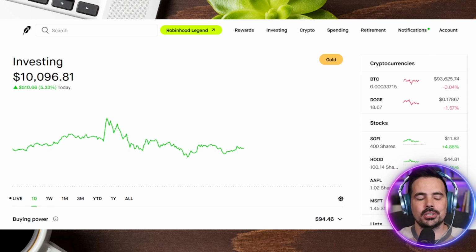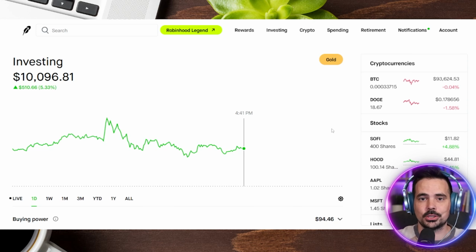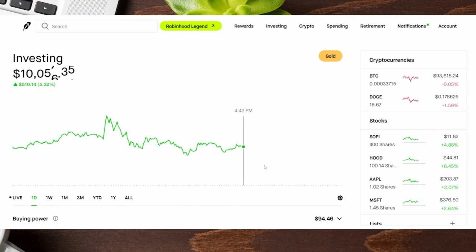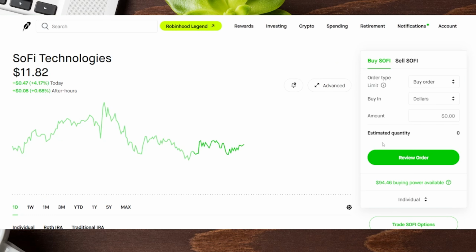All right, so we hopped over here on the desktop so we can follow along step by step as we go through this. I'm currently using Robinhood, but most brokerages are going to be very similar in their style of how these market orders are going to work for you. Now, this is no recommendation, but we're going to go into our SoFi holdings over here.